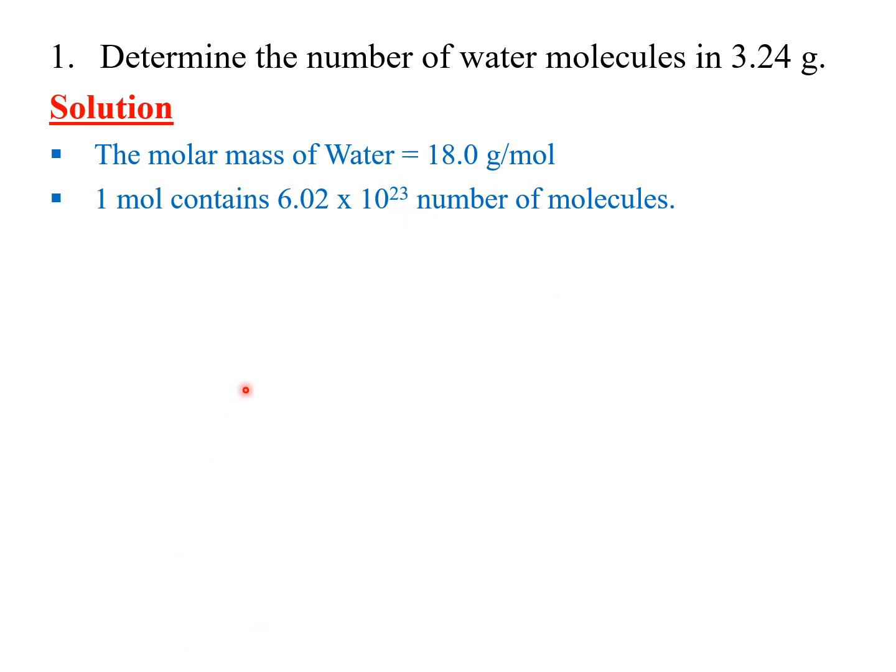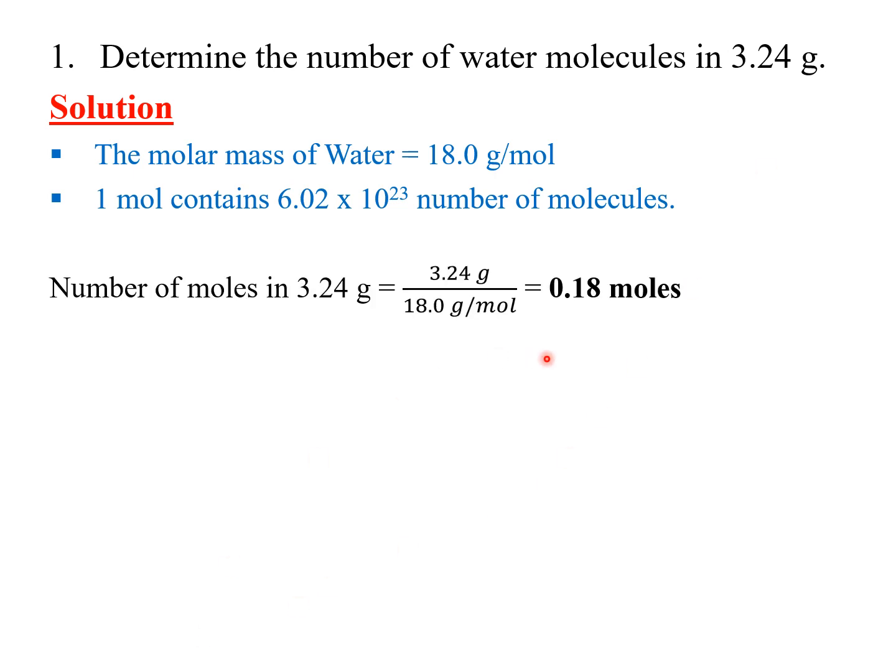First step is, let's convert 3.24 grams of water into number of moles. For that we need the molar mass of water, 18.0 grams. If you divide mass by its molar mass, you get the number of moles. So here, 3.24 grams divided by 18.0. How many 18.0s are inside 3.24 grams? That is equal to 0.18 moles.